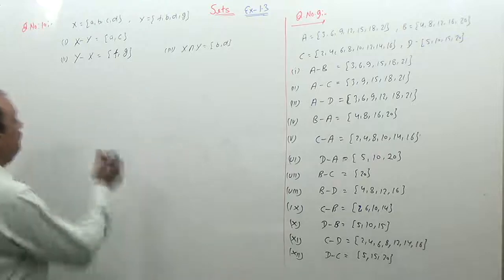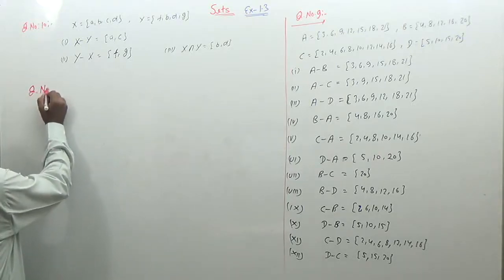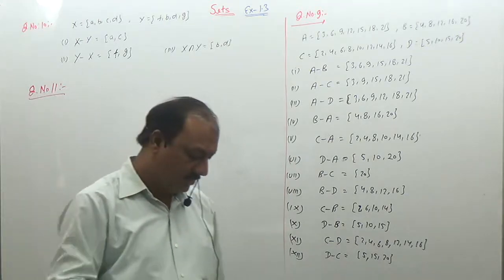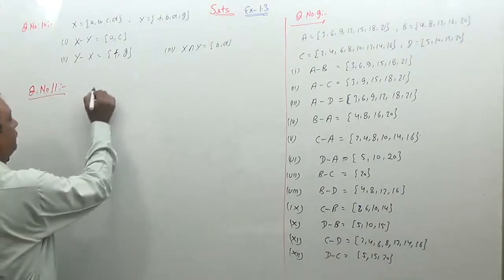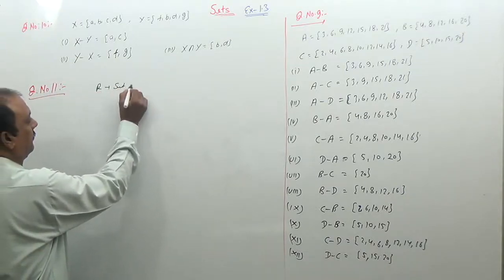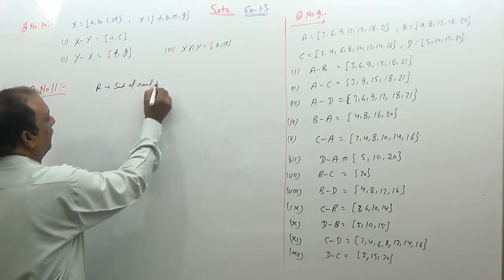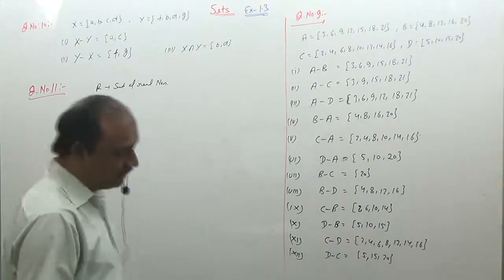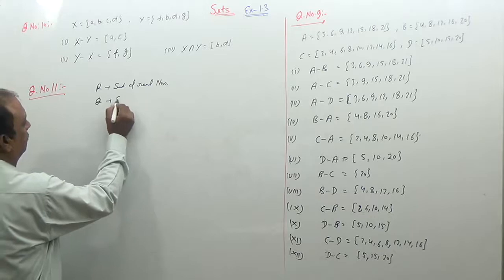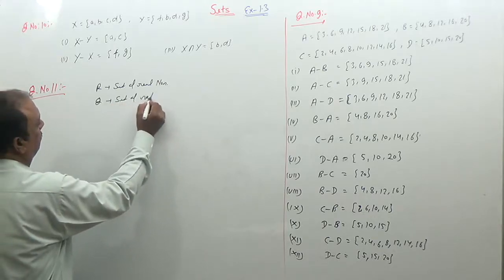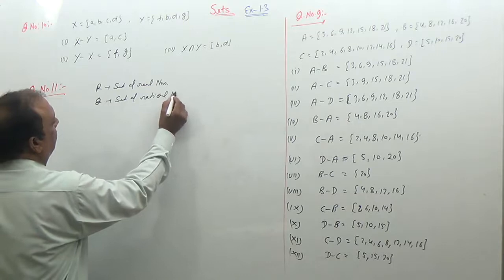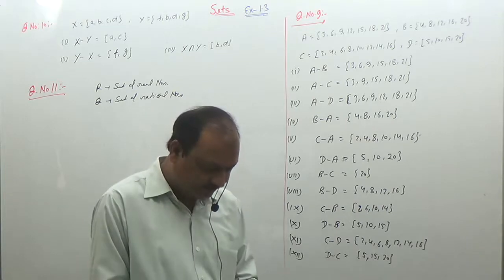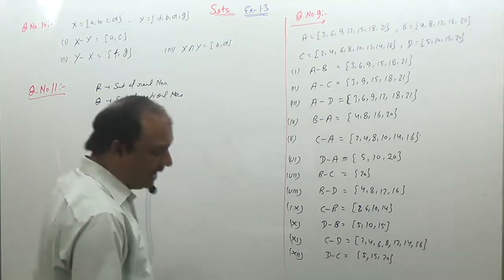Now, question number 11. R is the set of real numbers, and Q is the set of rational numbers. Question is, what is R minus Q?